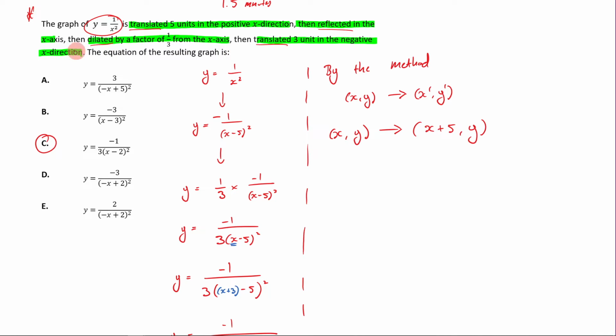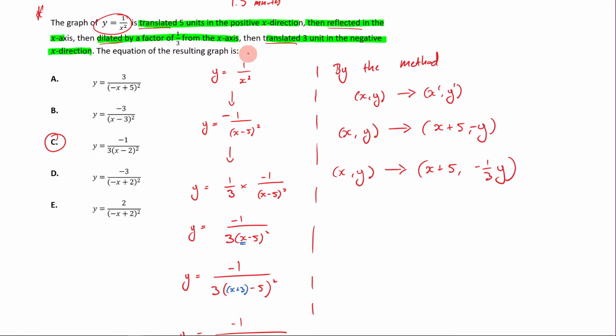And then reflected in the x-axis. That means I put a negative in front of the y. Then dilated by a factor of 1/3 from the x-axis. So let me now rewrite this again. That means I'm going to times my y by 1/3. And then translated 3 units in the negative x direction. So that means I've got x plus 5 already, but now I'm going to minus 3 from that. Then I'm going to get negative 1 on 3y.